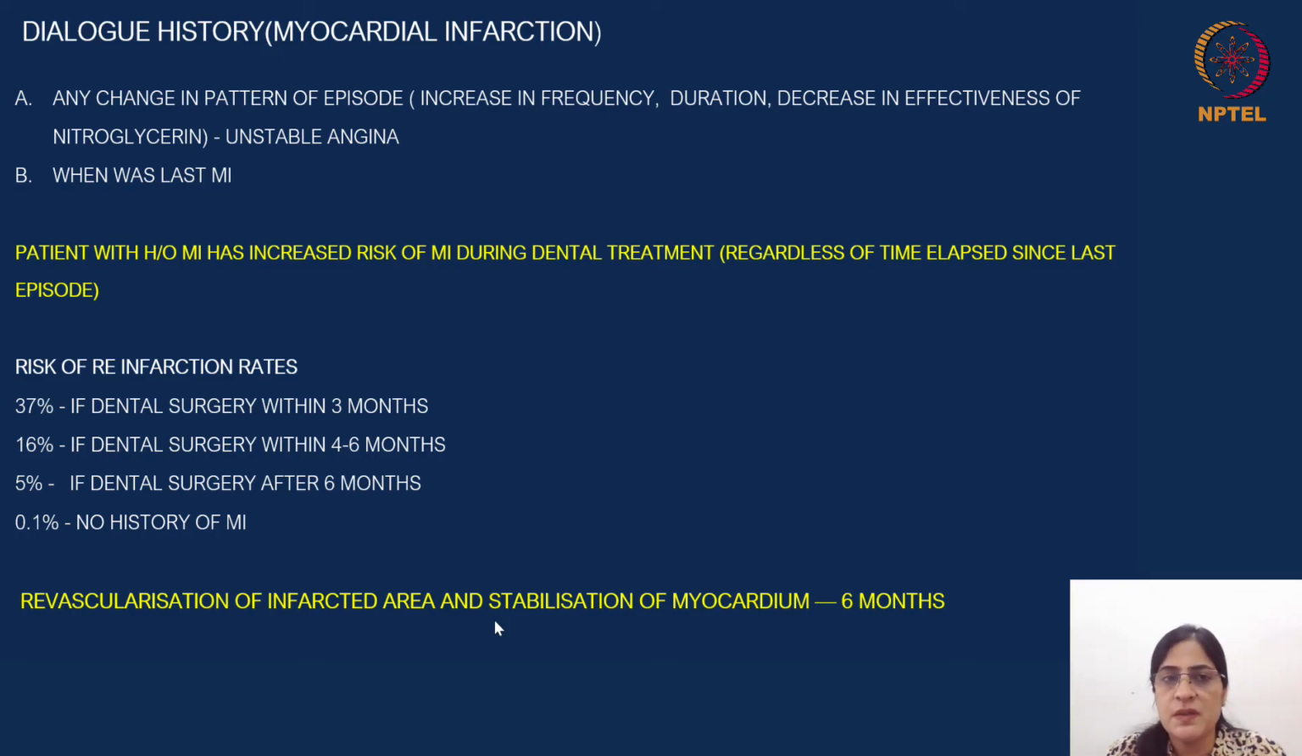Now, what can be the change in pattern? It could be an increase in frequency, an increase in duration, or a decrease in effectiveness of nitroglycerin. That means the patient is moving towards unstable angina, and unstable angina is a high risk for myocardial infarction. And we must ask the patient about the history of the last myocardial infarction, because that duration is very important for us.